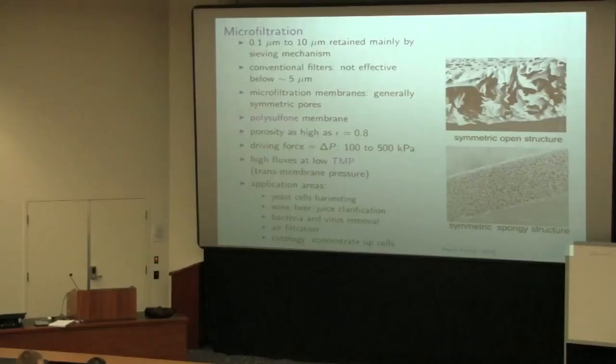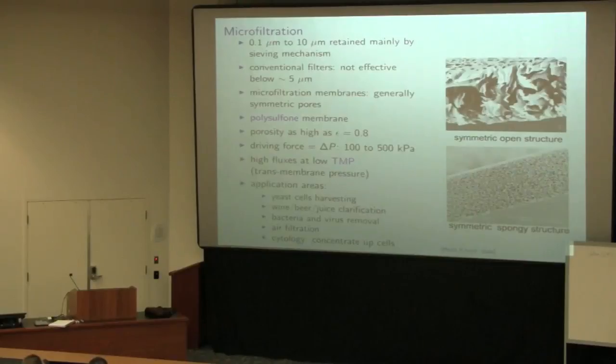We'll look at that in the next class, but generally for symmetric, it doesn't matter whether we look at this membrane from the top or the bottom, it looks the same. So for microfiltration, we tend to have that, and a very open structure. The porosity is very, very high, as high as 0.8, indicating that the open surface area divided by the total surface area is as high as 0.8.